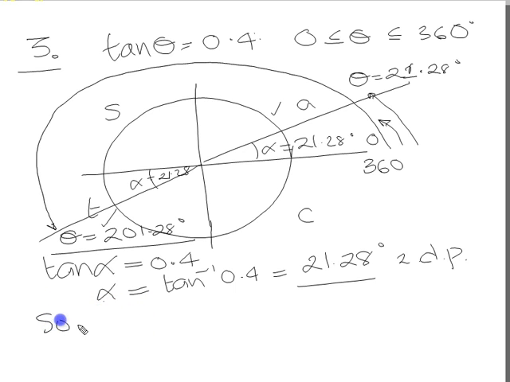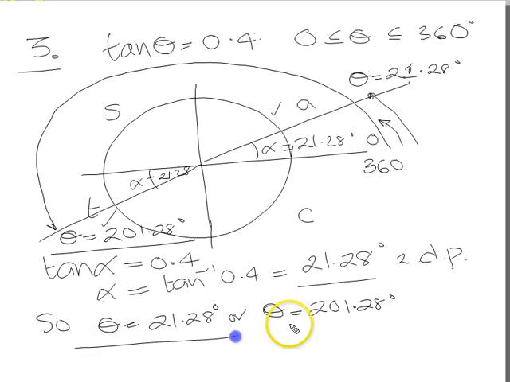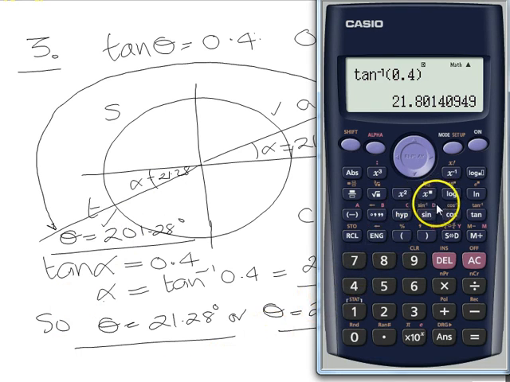So theta equals 21.28, or theta equals 201.28 degrees. So let's just tap that in the calculator, just a final check at the end to make sure I haven't made a silly mistake. So it's tan 21.28, equals 0.389. That's not very accurate, is it? That's because our solution, we just did it to 2dp. That shows you how much the tangent changes.